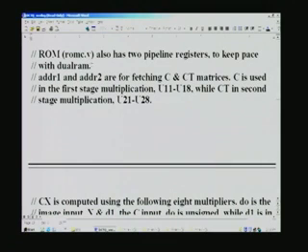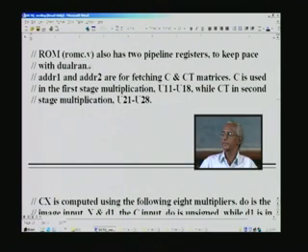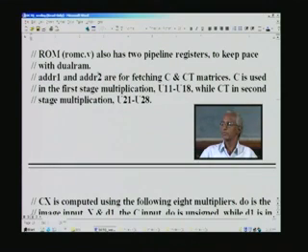Here ROM, that is ROM C.V, which is one of the submodules for realizing CCT ROM, also has 2 pipeline registers to keep pace with dual RAM. So, we have to evaluate Cx. Unless ROM which has C content and dual RAM which has the X content keep pace with each other, you will not get any meaningful result, and therefore pipeline register has been increased to 2, although only 1 is required here, just to keep in step with the dual RAM. Address 1 and address 2 are for fetching C and CT matrices.